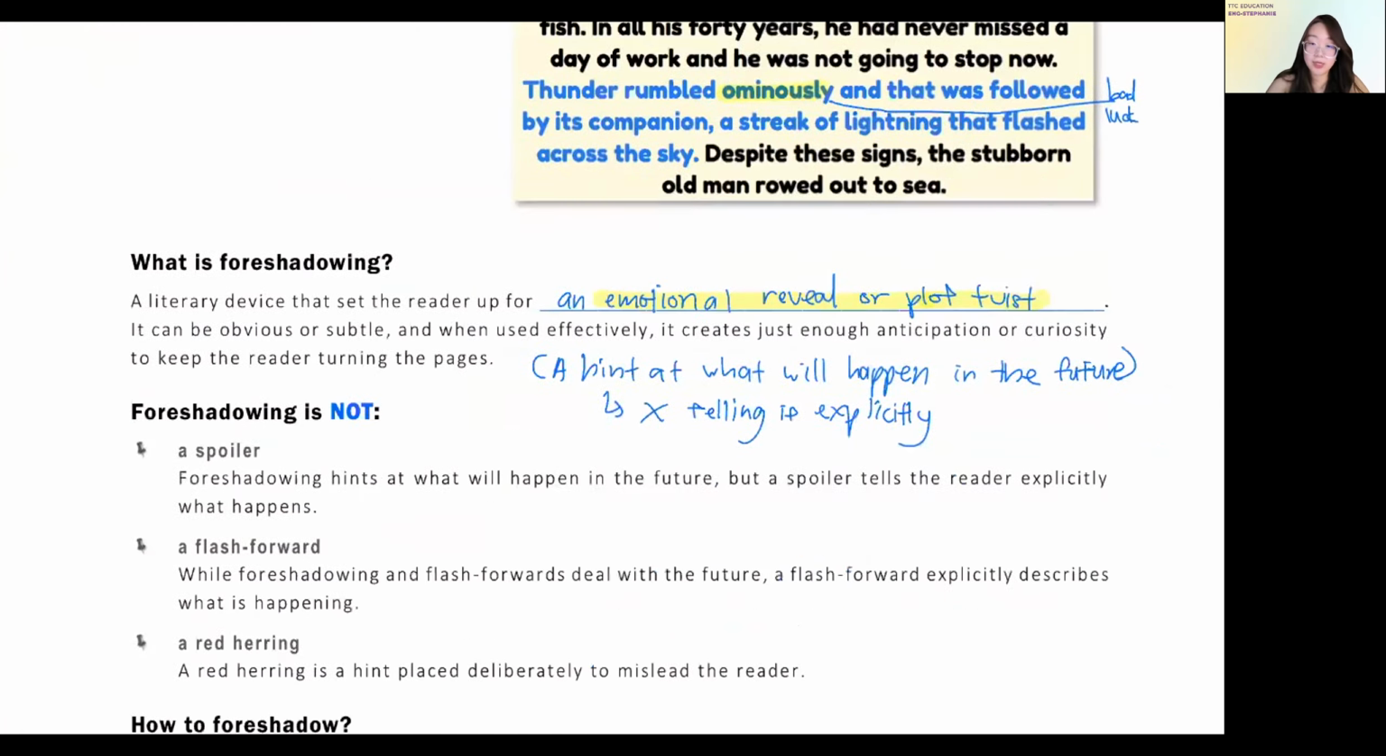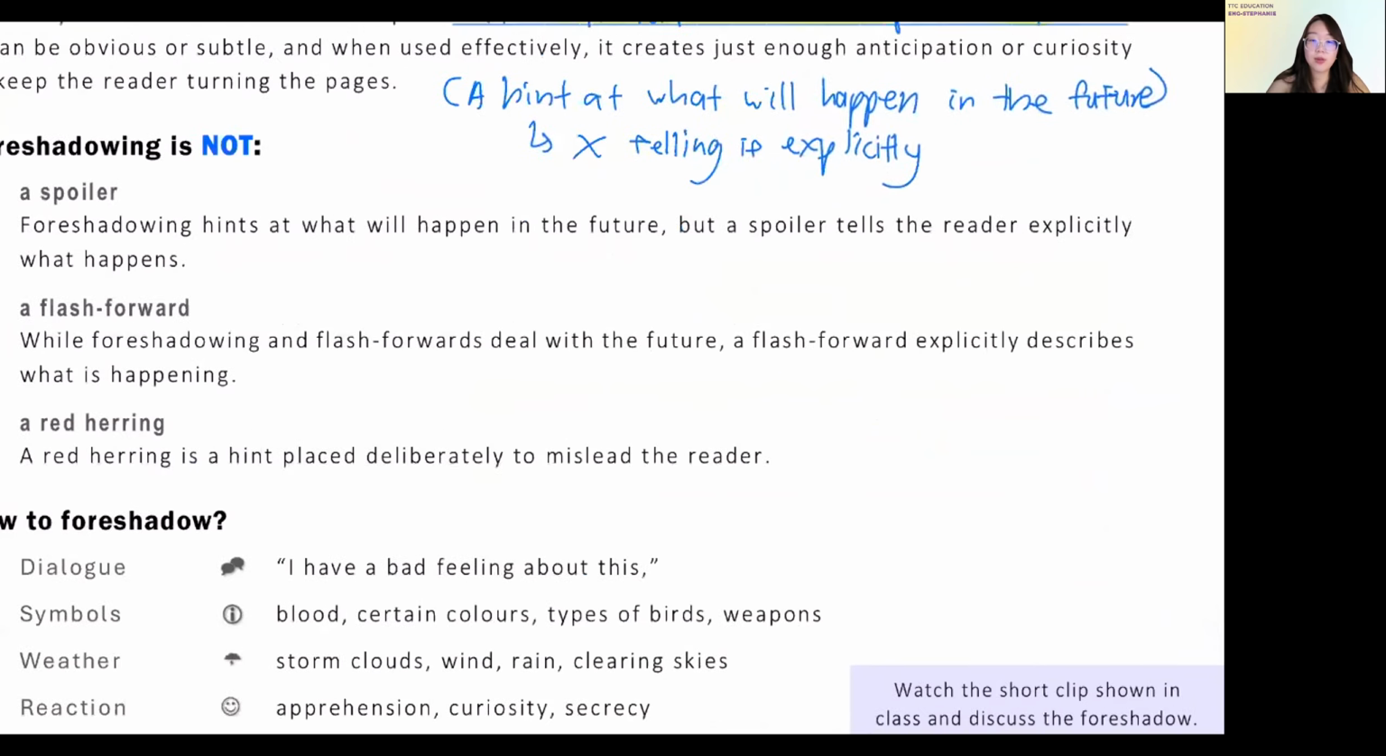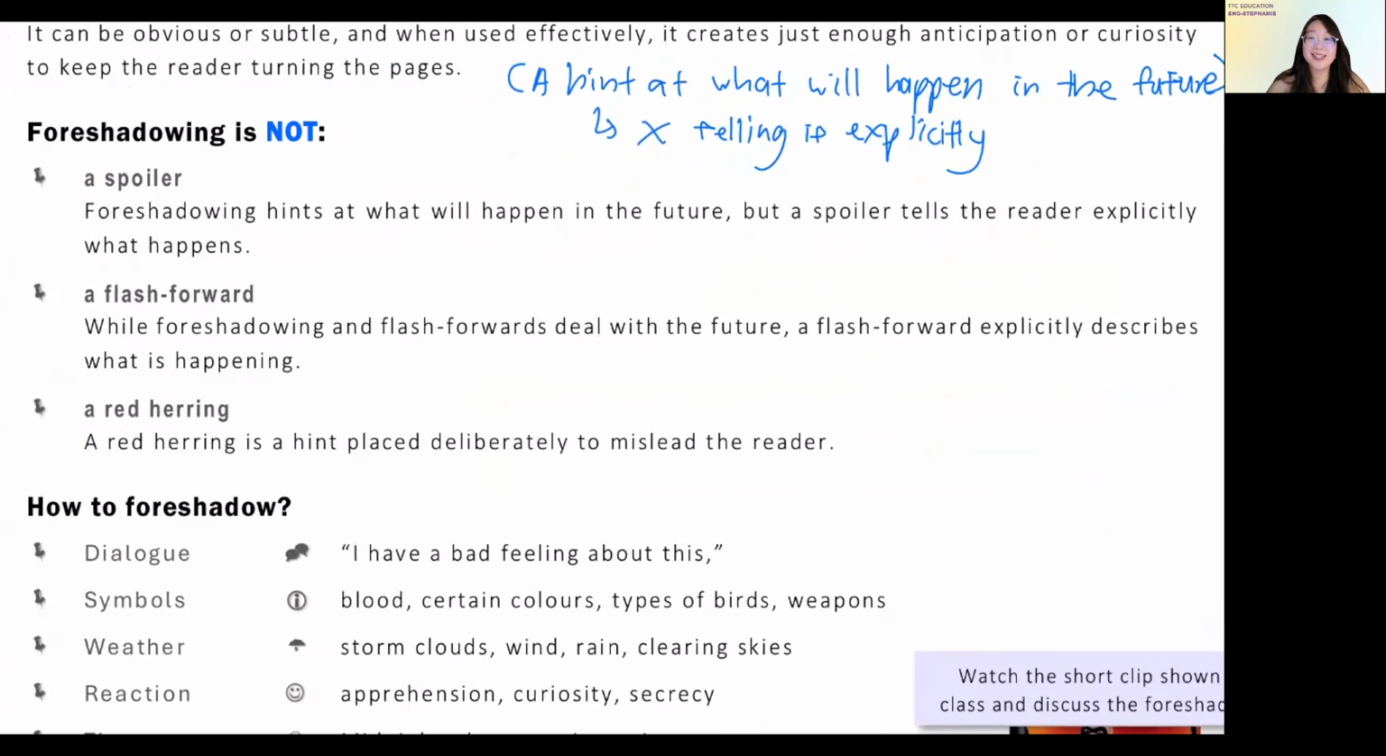Foreshadow is not something, not what. Okay, you have to be very mindful. Foreshadow is just a hint, but you don't tell exactly what's going to happen. So it's not a spoiler. You will not give exactly the details of what's going to happen later. It's not a flash forward, okay? Because a flash forward describes what is happening, what is going on.